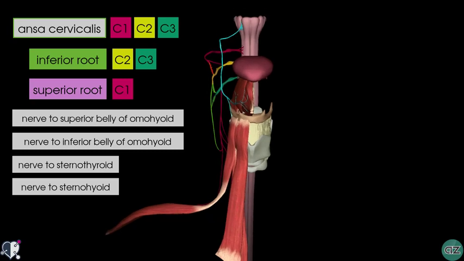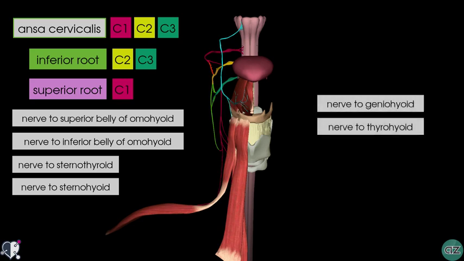There are some additional muscular branches which are worth mentioning here. You can see these two nerves here which split after travelling with the hypoglossal nerve, and these nerves arise from the C1 nerve root, and you've got nerves to the geniohyoid and the thyrohyoid muscle.